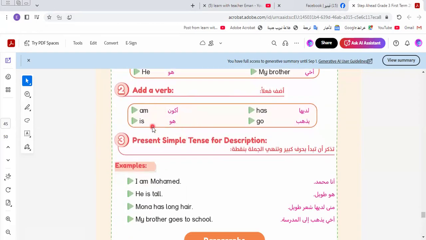Here we have verbs like am, is, has. Has means something belongs to me. When we say she has brown hair, or she has blue eyes, for example, this thing belongs to me only. No one else has this exact thing. Someone sometimes has this thing, but this thing belongs to me.